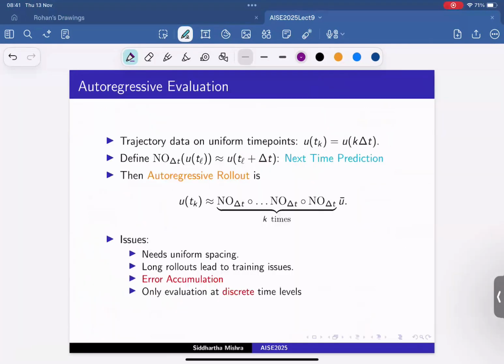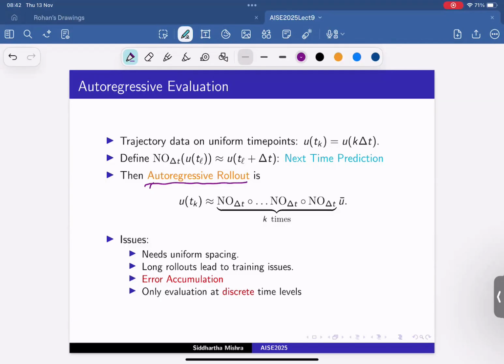So, in particular, if you have uniform time points, it need not be uniform, but for notational simplicity, I put uniform time points. What people often do is precisely what you just said, which is autoregressive rollouts. So what is the meaning of that?